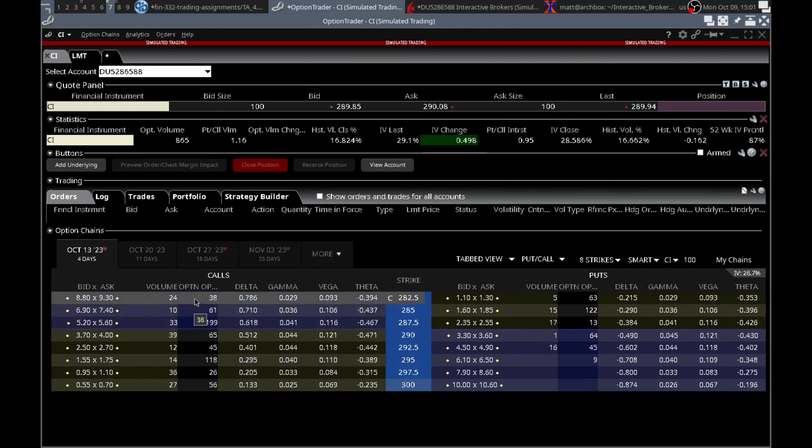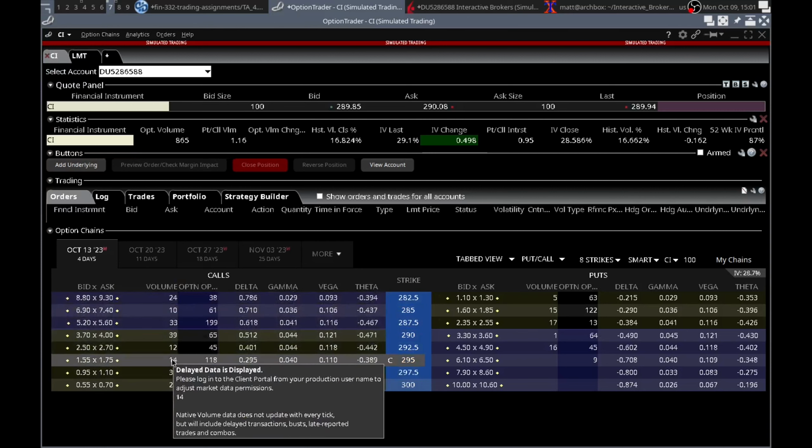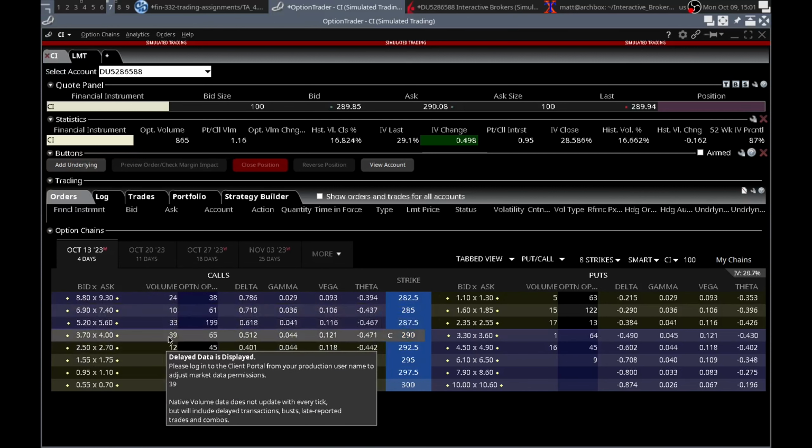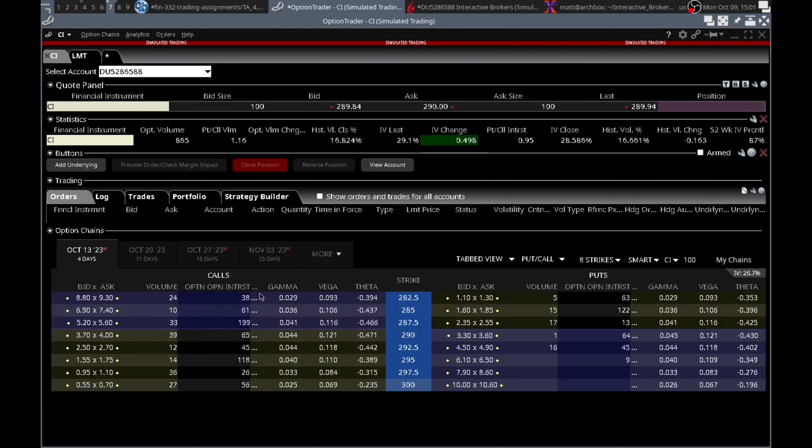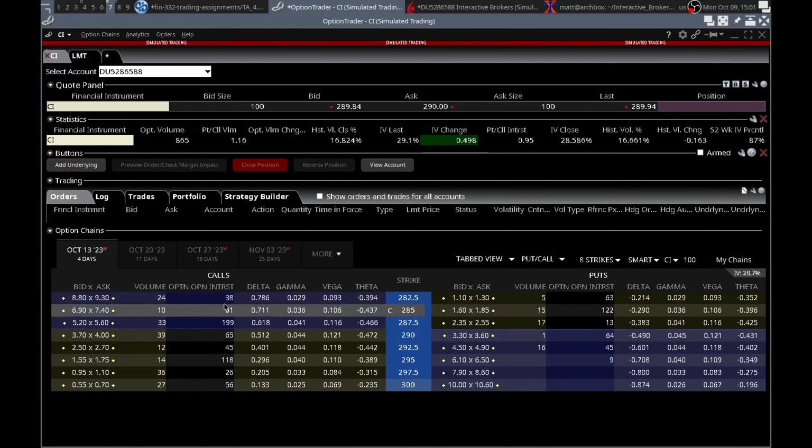What will matter more is volume. This is how many contracts have traded. Remember, a contract is for 100 shares. And open interest, right? So this is going to be meaningful to us today. What this means is how many contracts are in existence.